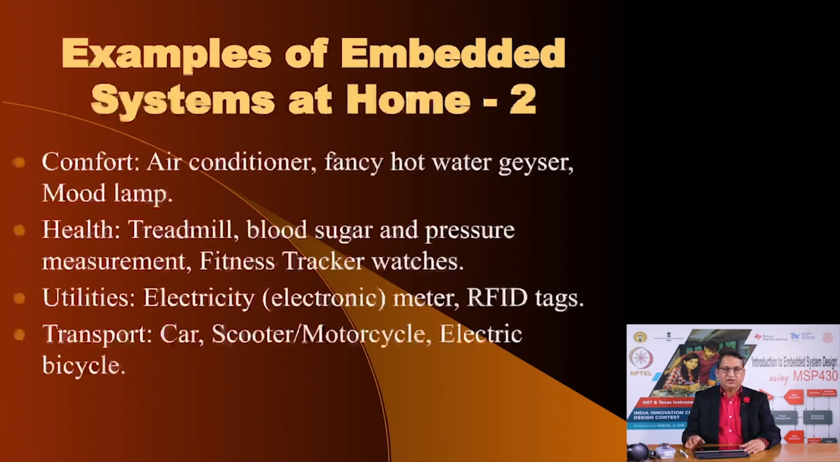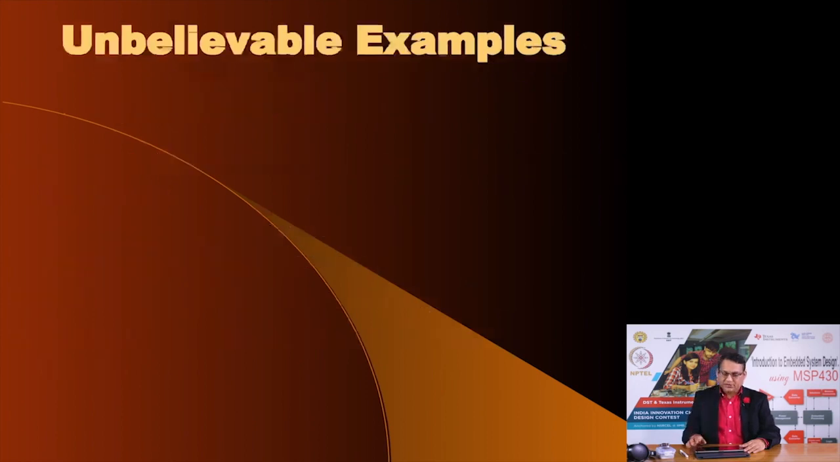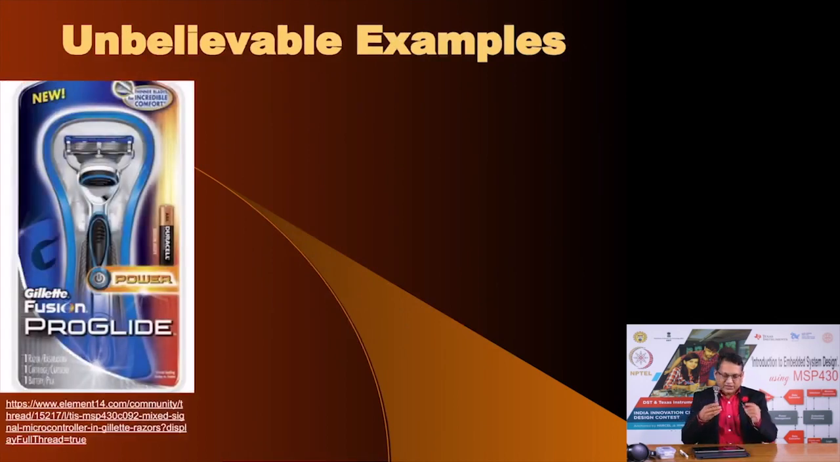Now, since I mentioned a few examples which are hard to believe are embedded systems, I have here this Gillette Fusion Pro Glide razor. It uses a battery for its operation and it has a microcontroller inside. In fact, interestingly, the microcontroller used in this razor is an MSP430. I have shared the link for a web page which describes the microcontroller in detail. I encourage you to go through that.